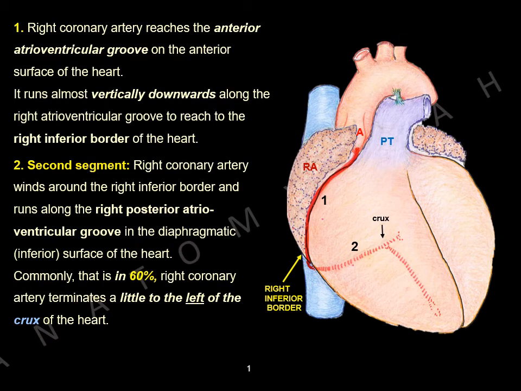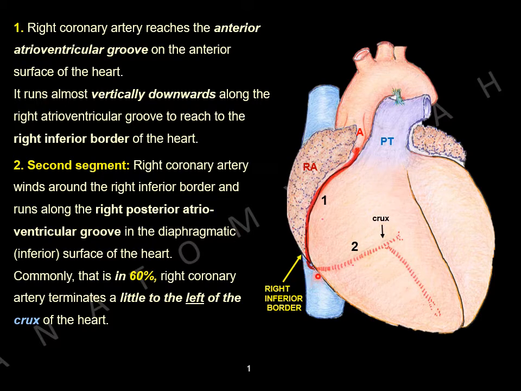Let's see the diagrams. This is the anterior view of the heart. This is pulmonary trunk. This is anterior aortic sinus. This is right atrium. This is right inferior border of the heart. This is atrioventricular groove, anterior atrioventricular groove.